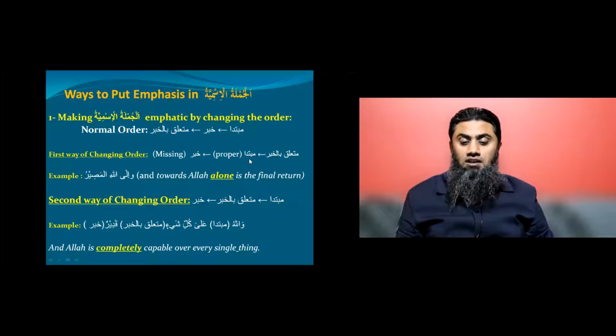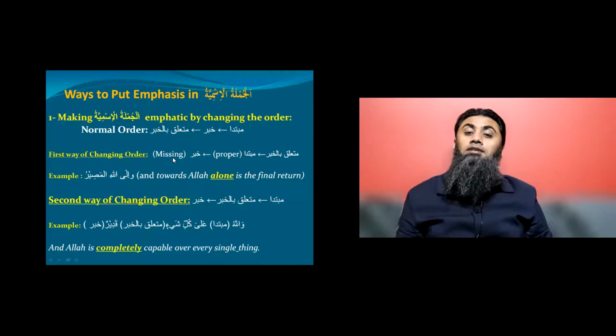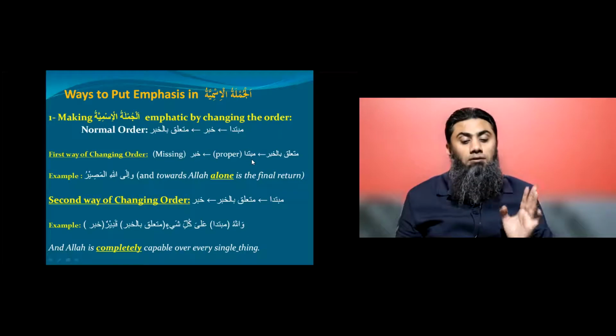First way is that instead of mubtada, you first bring muta'alliq bil khabar, and then you bring your mubtada, and it must be proper. I come to this point in a minute. And then khabar is missing. Okay, so in the start muta'alliq bil khabar, then mubtada, and then there's no khabar. Look at the example. Wa ilallahil masir.